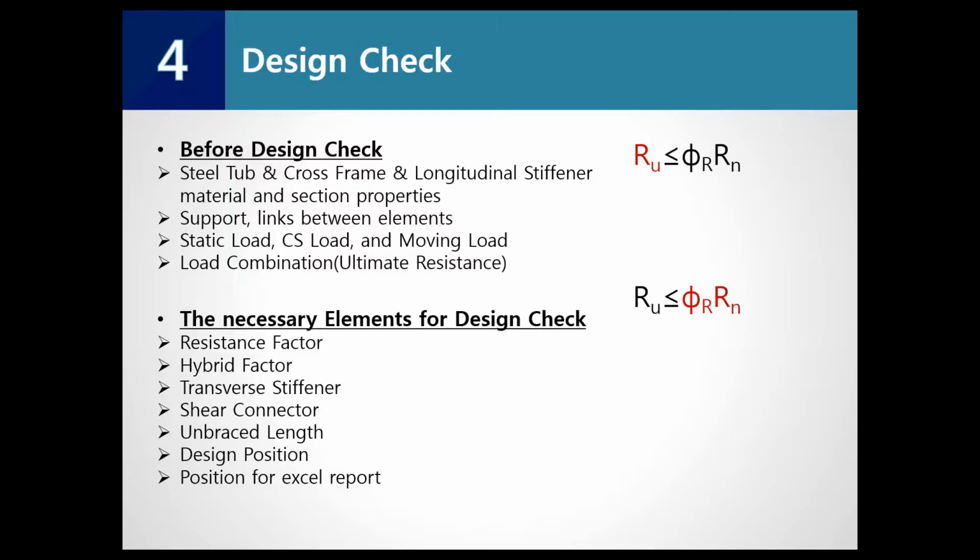We made the composite sections because we defined the concrete deck material property, and steel section and material property, in the section property dialog box. But we didn't define the shear connectors, so we're going to do this. We're going to define those, and also we didn't define the unbraced length for the lateral torsional buckling. Next one is the design position and the position for the Excel report. This one will be covered later on.